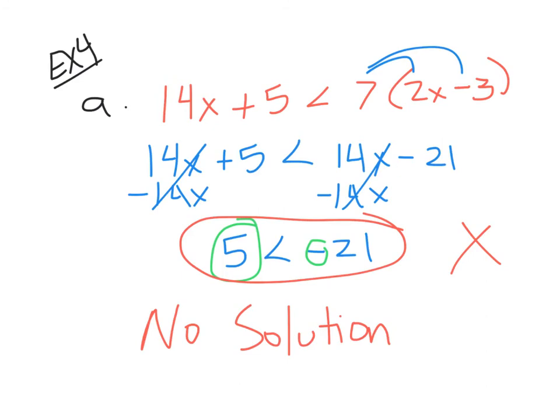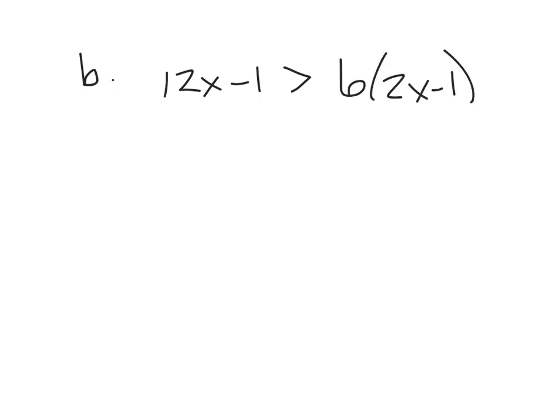Now let's look at B. It's going to show you the other way this could happen. So for B, we have 12x minus 1 is greater than 6 times 2x minus 1. Okay, so again, we're going to distribute over here. So I'm just going to rewrite this first half. 12x minus 1 is greater than 6 times 2 is 12x. 6 times 1 is a negative 6.